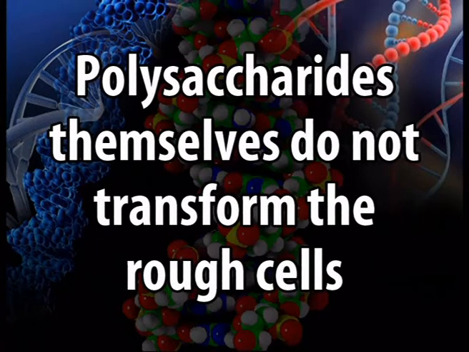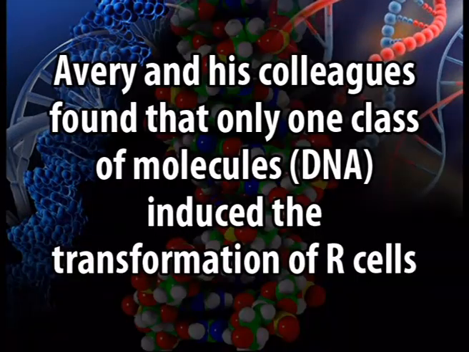These tests showed that the polysaccharides themselves do not in fact transform the rough cells. Therefore, the polysaccharide coat, although undoubtedly concerned with the pathogenic reaction, is only the phenotypic expression of the virulence. Now, in screening the different groups, Avery and his colleagues found that only one class of molecule, DNA, induced the transformation of R cells.